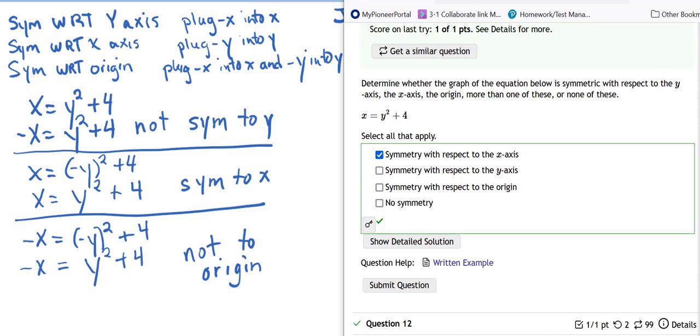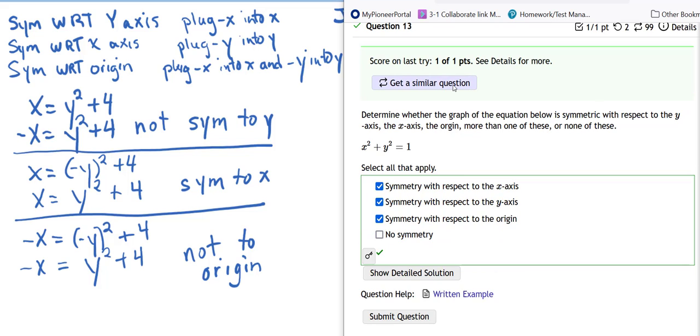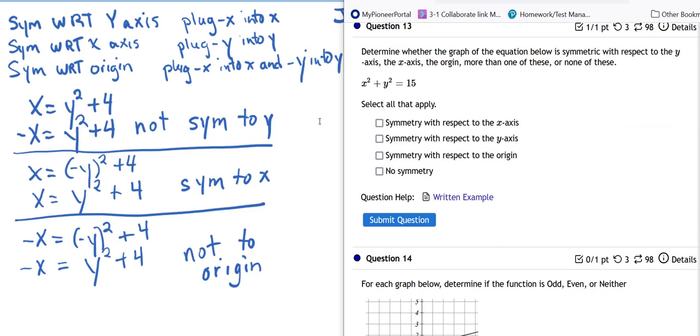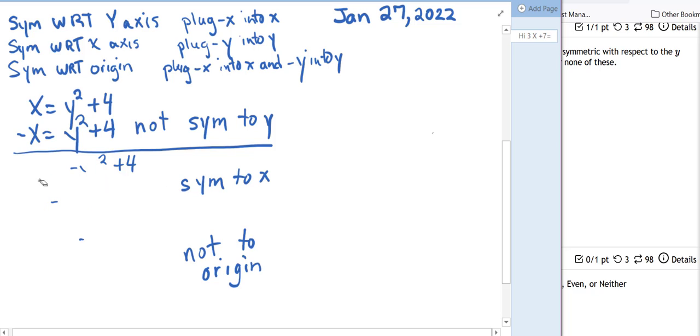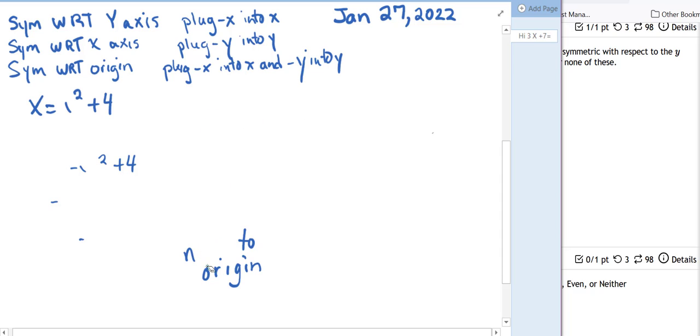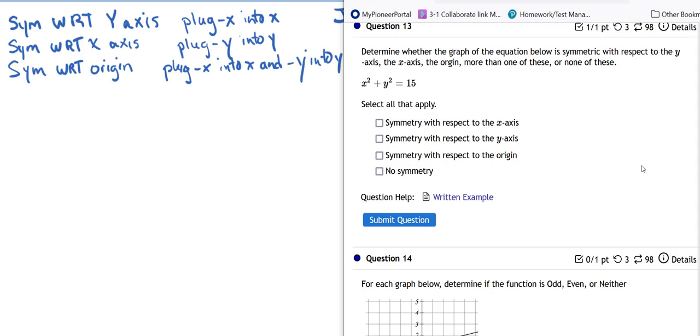Right, and I picked one more, number 13. And we'll get a similar question. Sorry, just take a second here. I wanted to keep my definitions up. And it was x squared plus y squared equals 15.